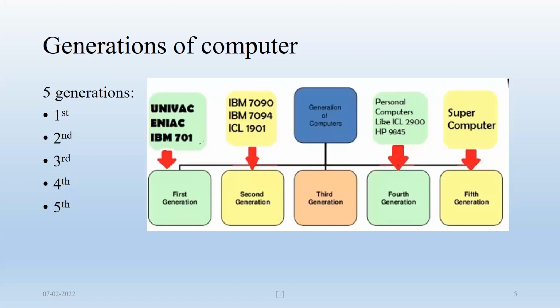Today we'll be focusing on generations of computers. So we have 5 generations of computers, first to 5th. First generation was based on the UNIVAC system. Then we had second generation based on IBM, and third generation was based on integrated circuits. Then fourth generation computer was based on microprocessor, and fifth generation is based on artificial intelligence. So in this lecture, we'll be studying all these generations one by one.